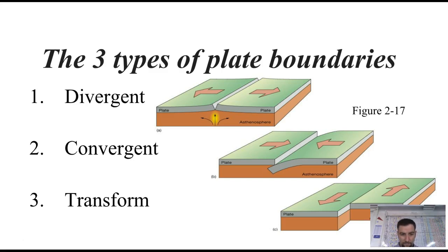Okay. For transform boundary, this is like we talked about with the San Andreas Fault. Those plates are actually just sliding past one another. Again, there might be areas where they kind of get caught. When they get caught and they slip, that's where we're going to see an earthquake occur. So transform, sliding past, no crust is either destroyed nor created at these types of plate boundaries.